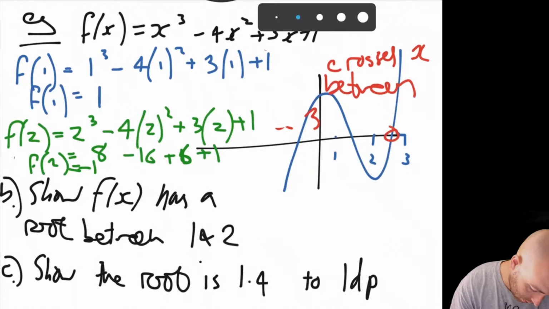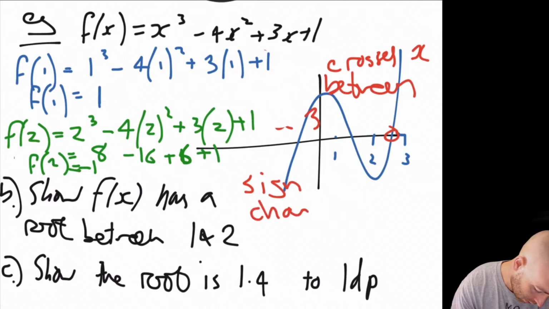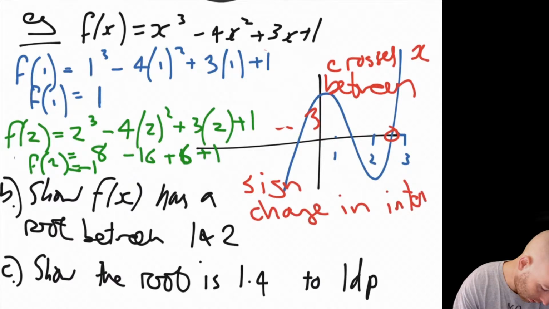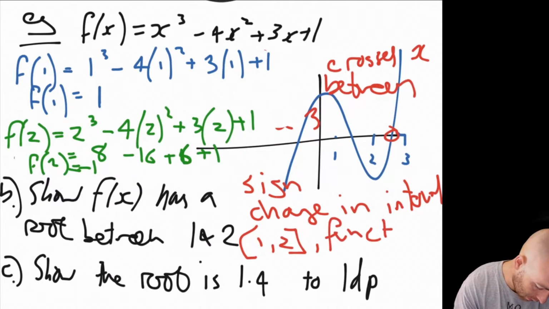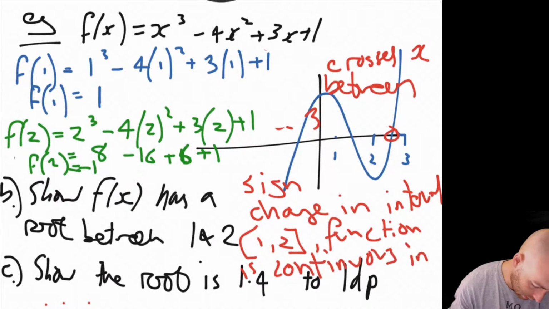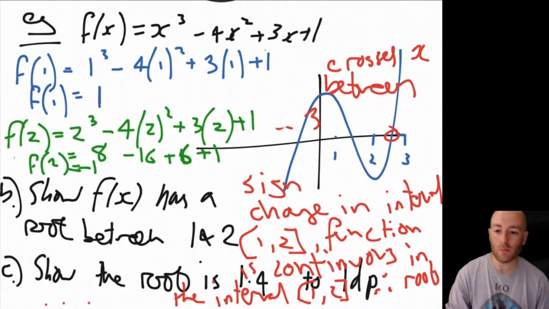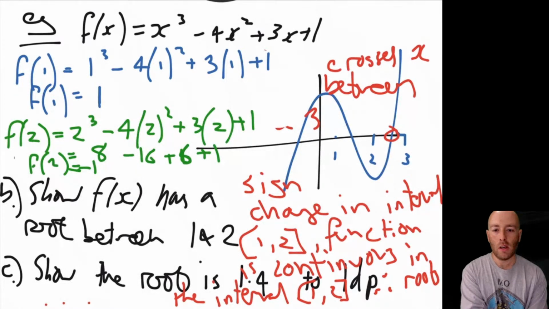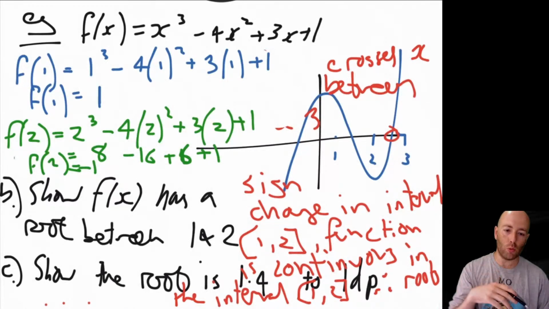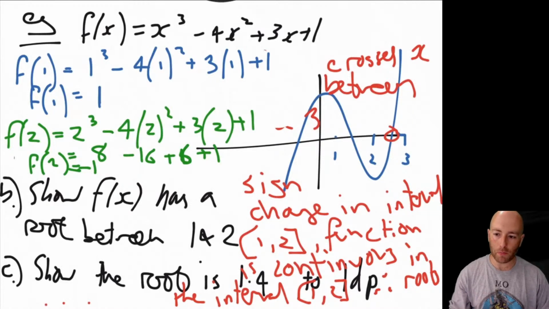So there is a sign change in interval 1, 2. The function is continuous in the interval 1, 2. Therefore there's a root. So I've written over that. Because there's a sign change, and because the function is continuous, you can see there's no asymptotes between 1 and 2. It's all there. The function is fine. Therefore, there's a root.